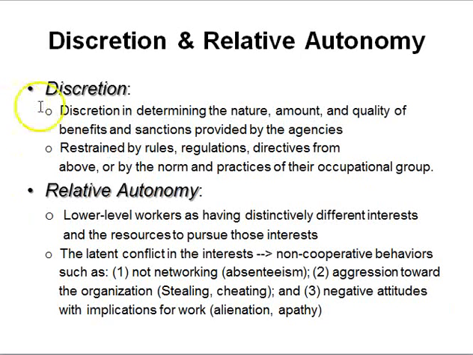And more specifically, there are two characteristics of street level bureaucracy, again: discretion and relative autonomy. So I hope that is clear to you.